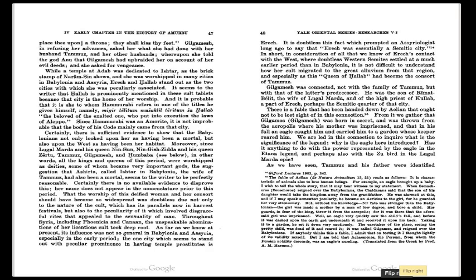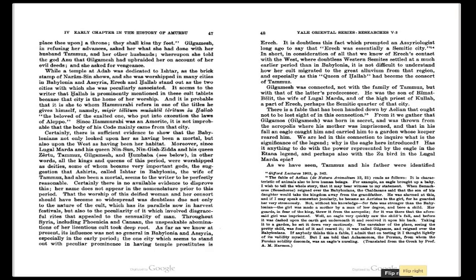There is a fable that has been handed down by Aelian that ought not to be lost sight of in this connection. From it we gather that Gilgamesh was born in secret and was thrown from the Acropolis where his mother was imprisoned, and that in his fall an eagle caught him and carried him to a garden. His keeper reared him, or brought him up.